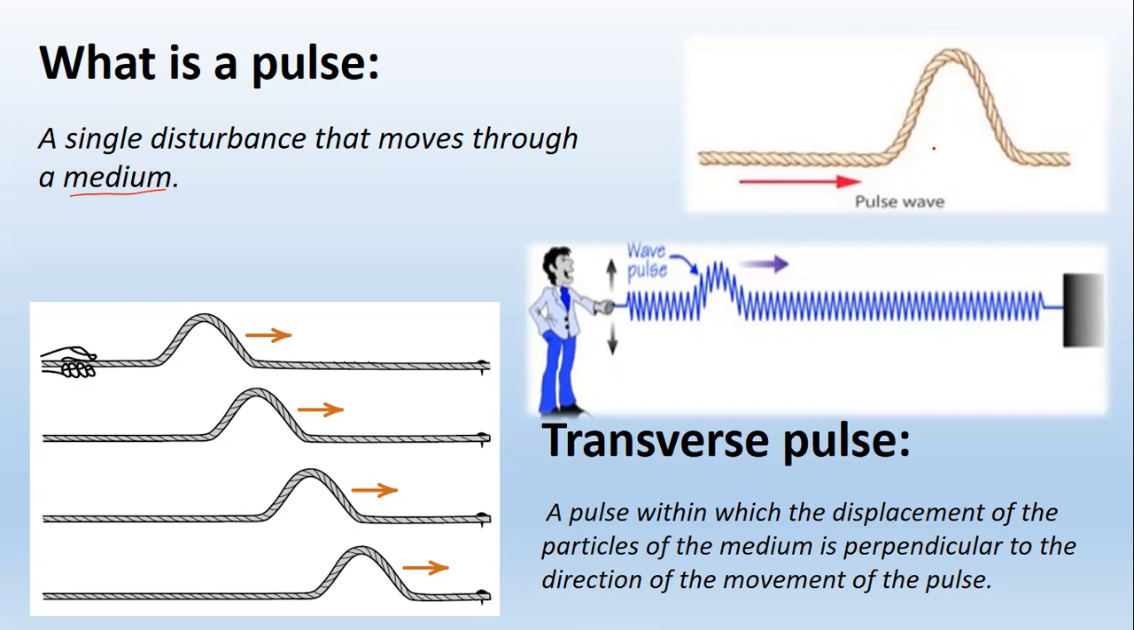But how does this pulse actually result on our medium? We are talking about a single disturbance. When you have a look at this picture over here, we can see that a pulse has been formed on our medium. And the pulse is attaining a direction, which is most definitely moving to the right.